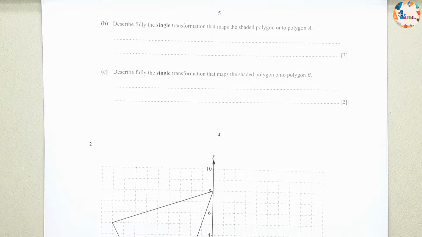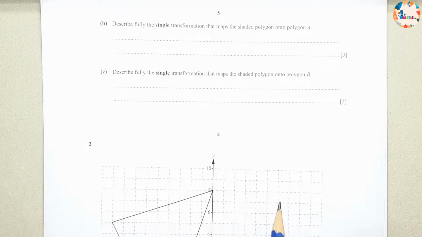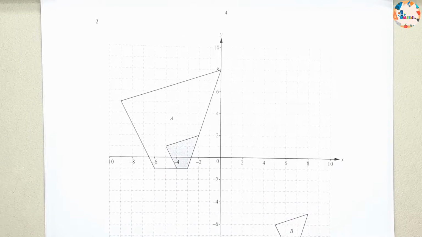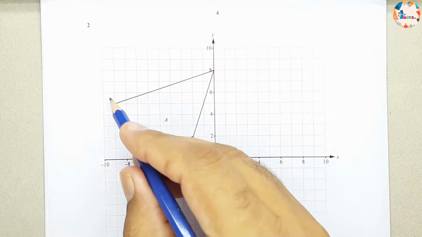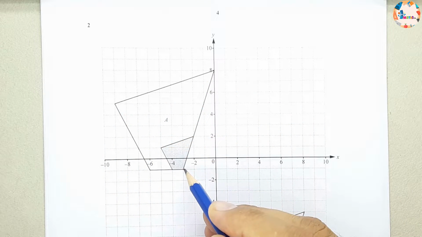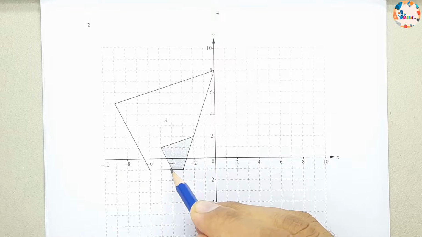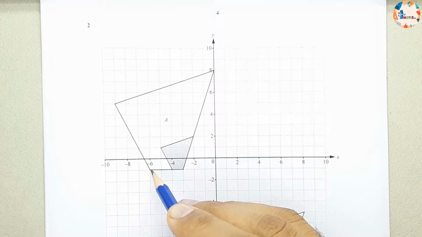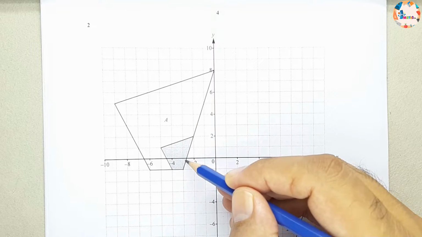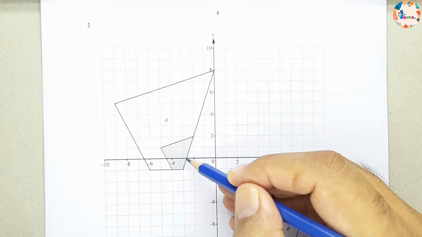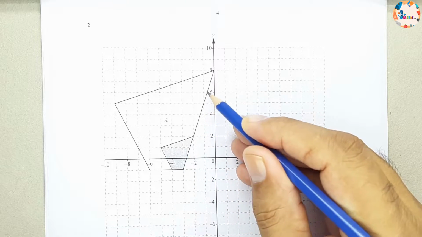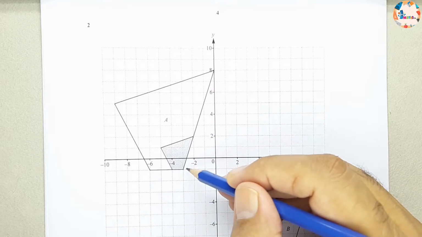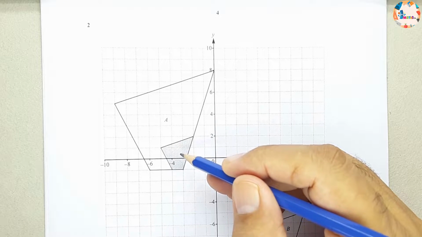The next part is B. Describe fully the single transformation that maps the shaded polygon onto polygon A. If we check, the shaded polygon is this one and A is this bigger one. If we check this base, it is 1 unit for the shaded one, and for the unshaded one it is 1, 2, 3. We can check this side also, shaded is 1, 2, 3, whereas this is 1, 2, 3, 4, 5, 6, 7, 8, 9. So it is basically multiply by 3, so the scale factor is 3.